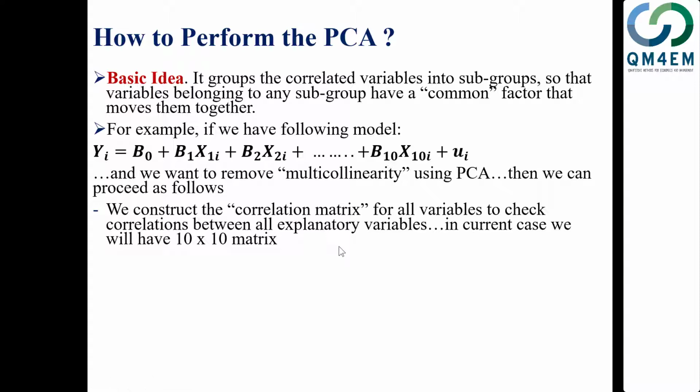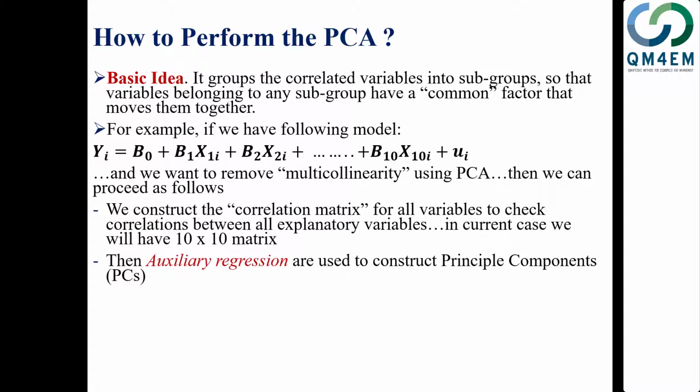So we start with the auxiliary regression. The auxiliary regressions are used to create those subgroups, or those artificial variables, which we were talking about. We already know what an auxiliary regression is, right? Should I remind you? Auxiliary regression refers to when you regress one explanatory variable on the remaining explanatory variables. So let's say we generate a regression in which x1 is the dependent variable and x2 till x10 are independent variables. That's the first auxiliary regression.